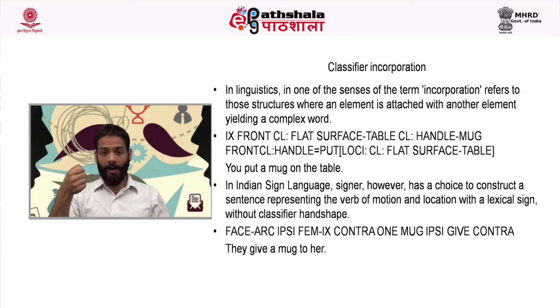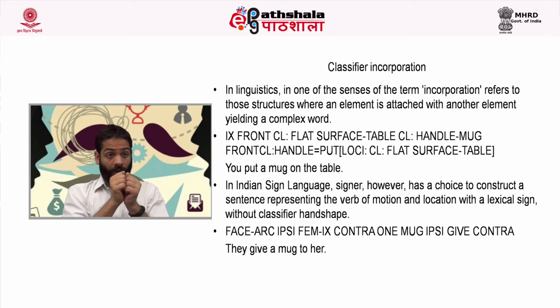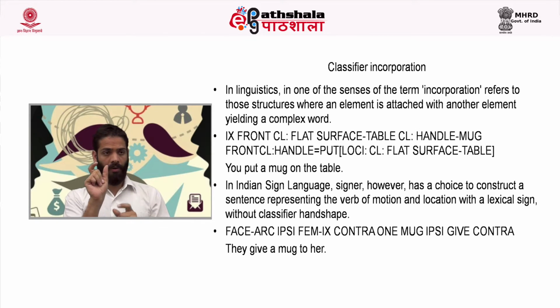In Indian Sign Language, the signer, however, has a choice to construct a sentence without a classifier handshape. So for example, they give a mug to her. In this, they, her, one mug and give can achieve they give a mug to her, where the handle classifier for the mug is not required. It is assumed that the choice of such two constructions, with and without incorporation, is motivated by discourse pragmatic environment.